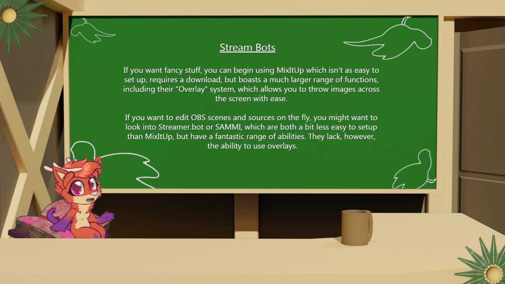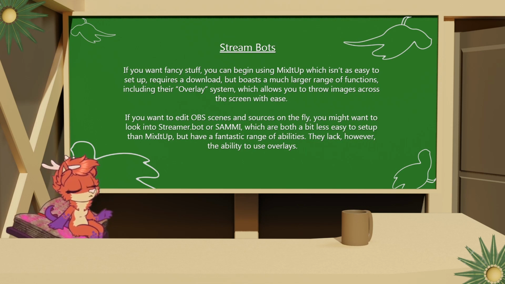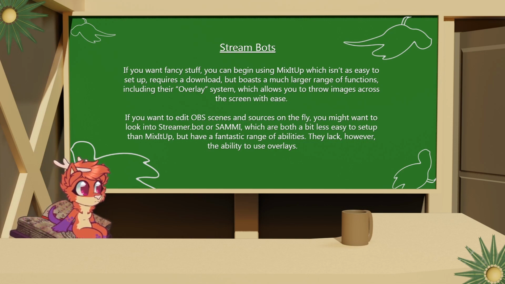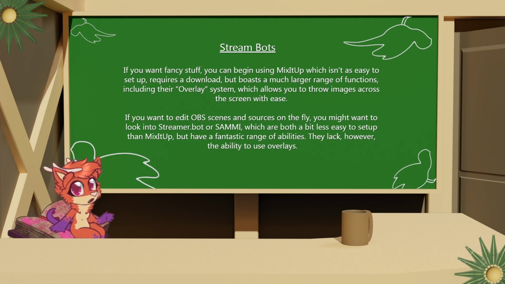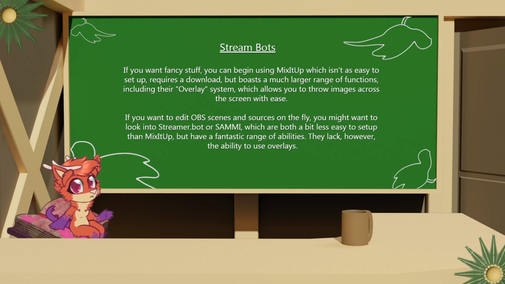If you want to edit OBS scenes and sources on the fly, you might want to look into StreamerBot or Sammy, both of which are a bit less easy to set up than Mix It Up, and they are confusing, but they are fantastic at doing a lot, actually. They can't use overlays, but they can use a lot. And sometimes you don't need overlays. There are ways in OBS to do this. Granted, keep in mind that the more things you have in OBS, the more it's going to take as far as processing power, but that's with everything. So it's really, like I said, about finding a balance.